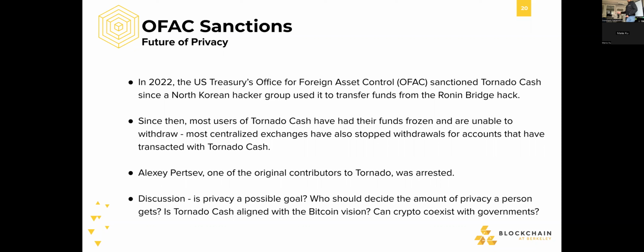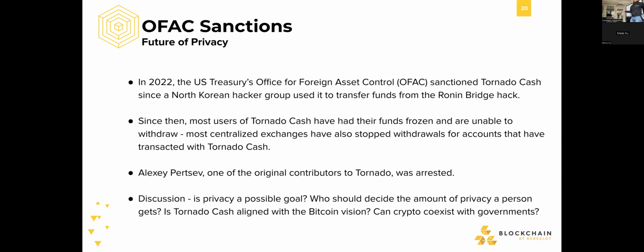Yeah. I think we're pretty short on time, we have about 2 minutes left, but this brings up a couple of interesting questions. Is privacy even achievable at this point? We have the technological primitives for doing it; ZK can help us do it. However, if the government is going to ban it and no one is going to use it, then what's the point? Who should decide the amount of privacy a person gets? Should it be a government?